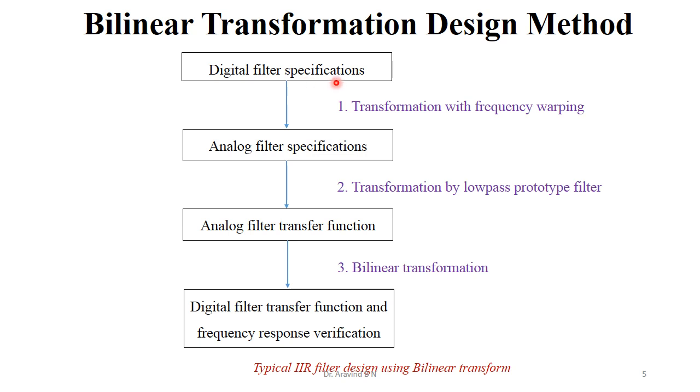First, the digital filter specification, which will be given in the problem. For that we apply transformation with frequency warping, then analog filter specifications, transformation by low pass prototype filter, the analog filter transfer function, then the bilinear transformation. Finally we obtain the digital filter transfer function and the frequency response verification. So this is going to be the last result we are going to have.